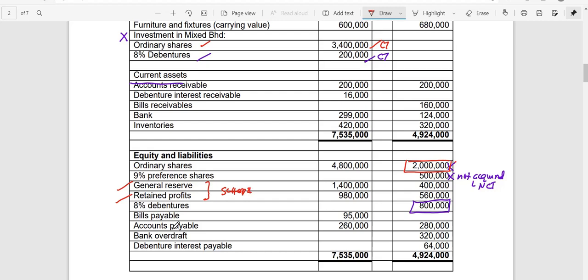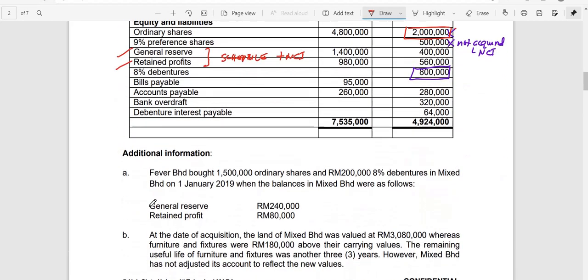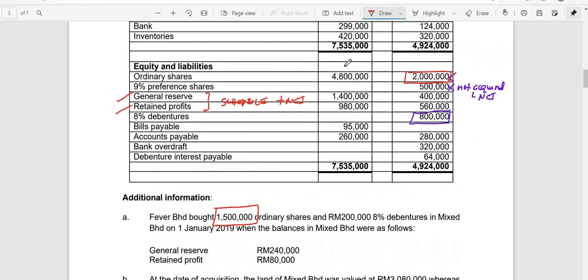And also the schedule will include another item, the NCI, non-controlling interest. So you would see the first information here. You bought 1.5 million ordinary shares. You are not informed what the shares are in terms of nominal or fair value, so you will assume that the fair value is 1 ringgit since nothing is informed.